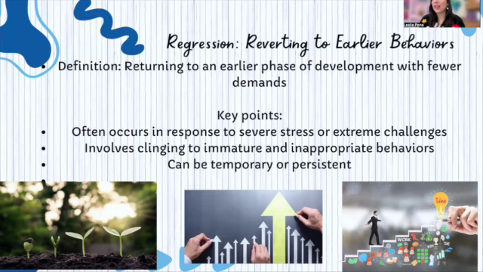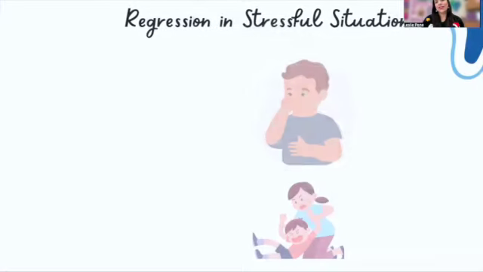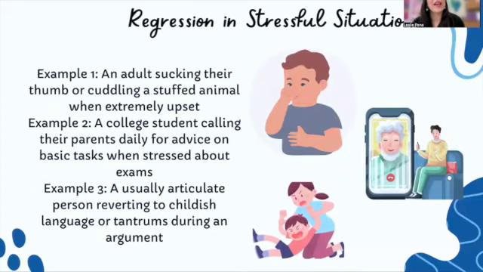Say, for example, when I get into an argument with my significant other, I tend to throw temper tantrums like a child. And that is me regressing to an earlier form of behavior. That's how I remember it. Another one could be an adult sucking their thumb or cuddling a stuffed animal when they're extremely upset. A college student calling their parents daily for advice on basic tasks when they're stressed about exams, or an usually articulate person reverting to childish language or tantrums during an argument, aka me.